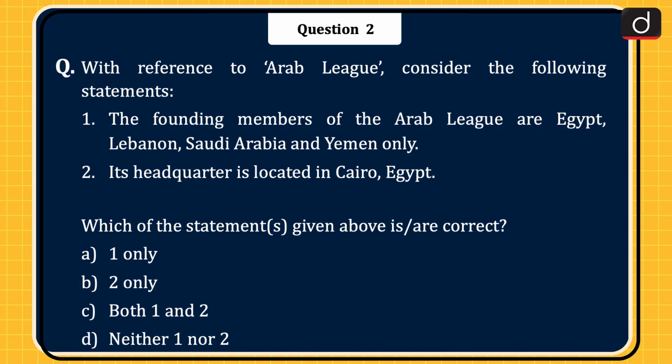Next question is, with reference to Arab League, consider the following statements. 1. The founding members of the Arab League are Egypt, Lebanon, Saudi Arabia and Yemen only. 2. Its headquarters is located in Cairo, Egypt. Which of the statement or statements given above is or are correct? 1 only, 2 only, both 1 and 2, or neither 1 nor 2. The correct answer is option B, 2 only.